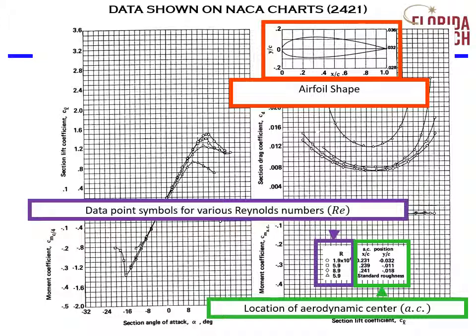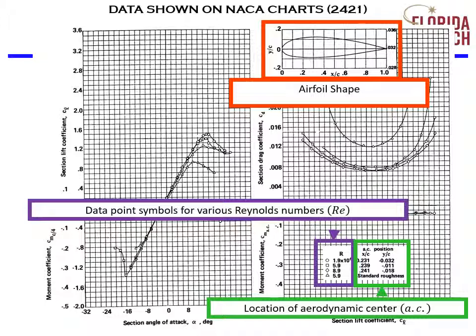NACA defines standard roughness as 0.011 inch grains of silicon carbide, also known as carborundum, applied to the surface at the leading edge over a surface length of 0.08 times the chord measured from the leading edge on both surfaces. The grains were thinly spread to cover 5 to 10% of the area. That's what standard roughness is.